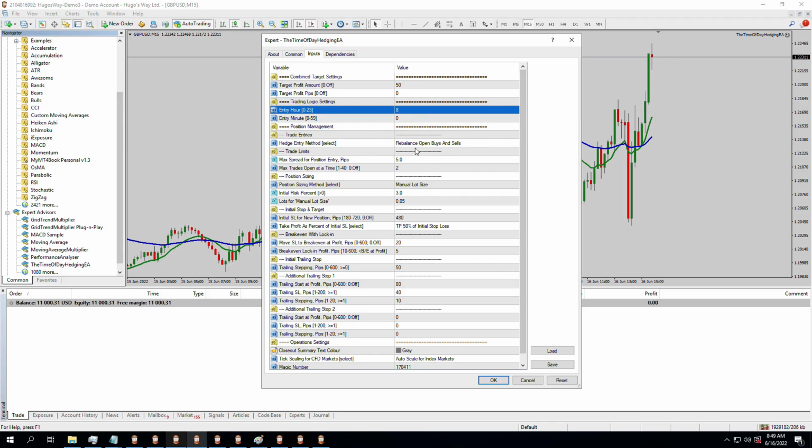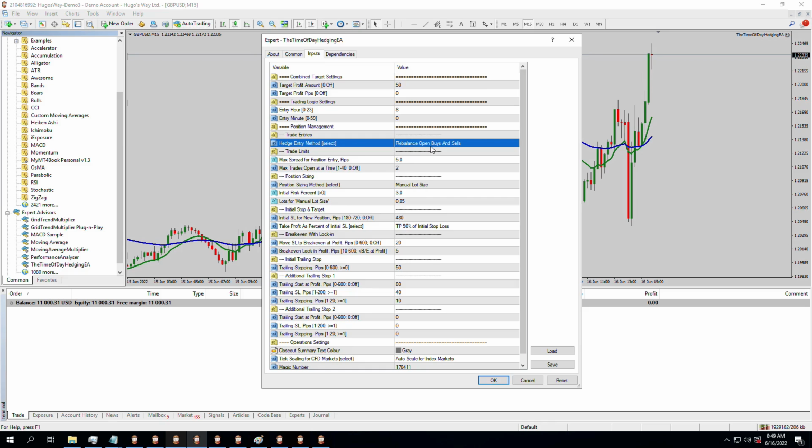So next thing is I told it to rebalance open buys and sells. That means it's going to initially open a buy and a sell trade at the exact same time. If one of those trades takes profit and the other one is left, for example, if the buy trade is still open the next day, it will only open a sell trade the next day. So that's just what I told it to do.